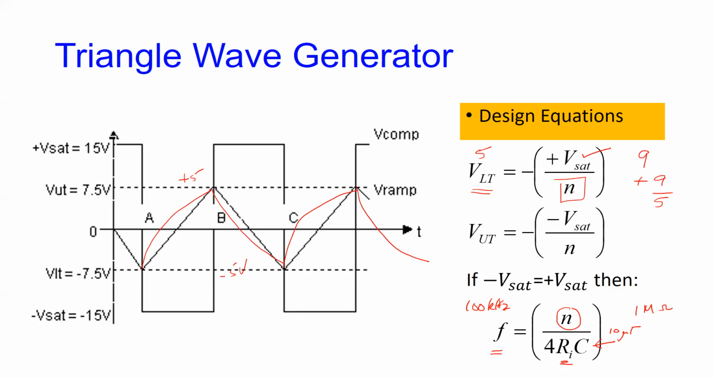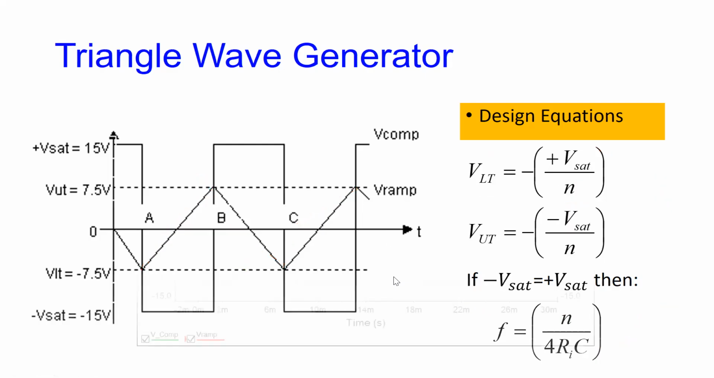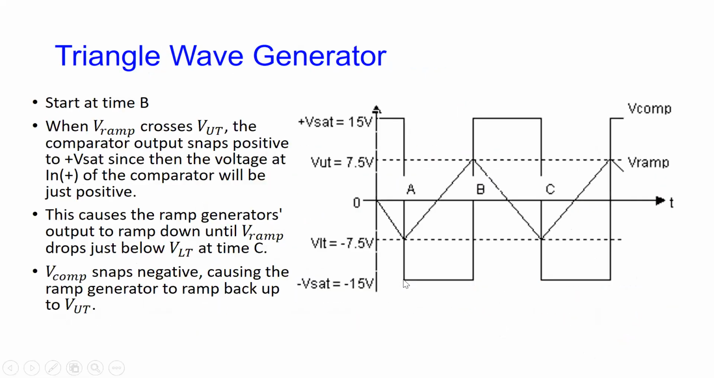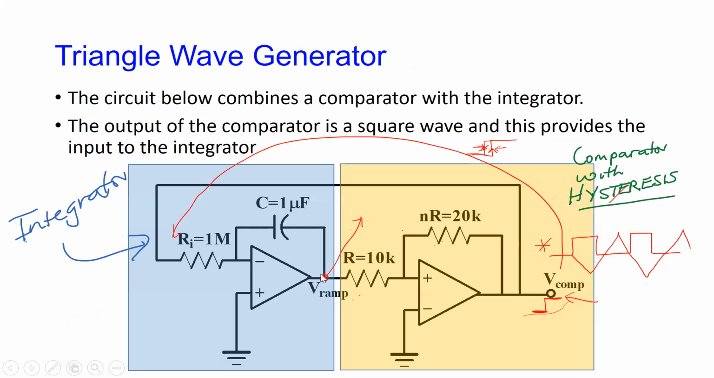The higher the frequency, the higher the speed the op-amp has to be because it has to integrate fairly quickly. And so you have to compensate for that. All right, so where are we? Now the comparator with hysteresis.